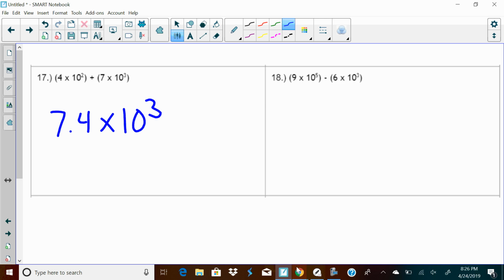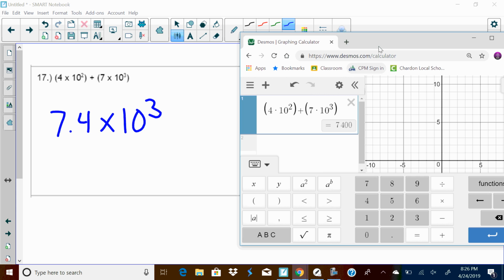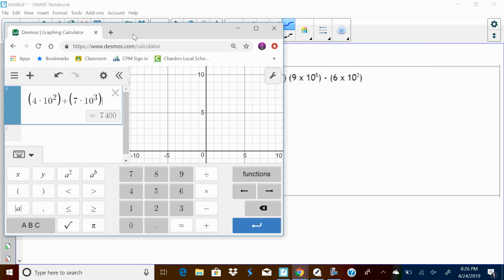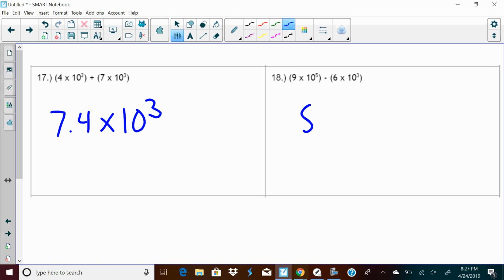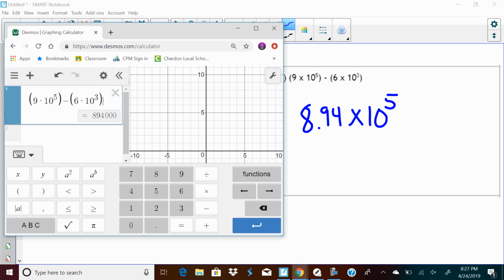And the last one is a subtraction. So it's 9 times 10 to the fifth minus 6 times 10 to the third. So I get 894,000. So it's 8.94 times 10 to the fifth power. Let's make sure. So 1, 2, 3, 4, 5. Yes, to the fifth power.